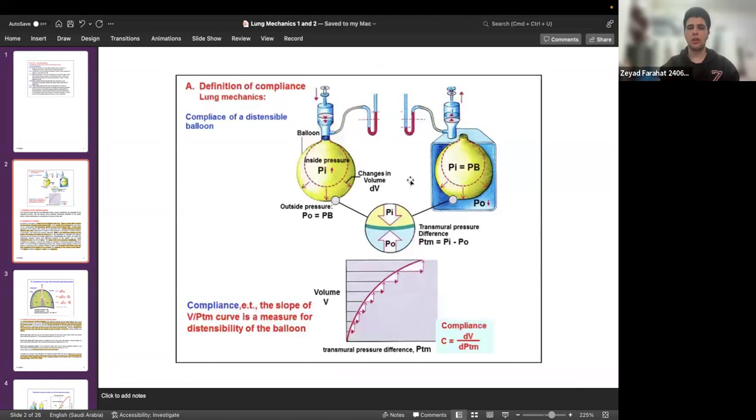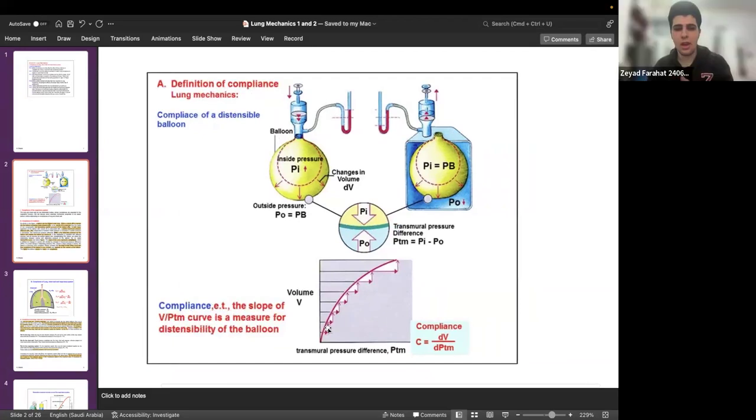This gets us to the transmural pressure, which is basically PI minus PO. So you're subtracting the pressure from inside from the pressure outside. And then we get to compliance. Someone thought to himself, okay, what happens if I plot the volume against the pressure difference, which is the PI minus the PO?